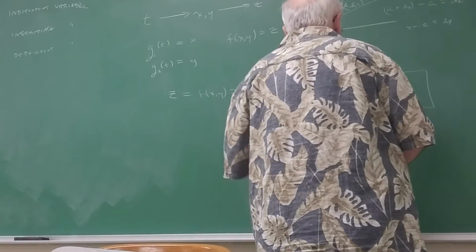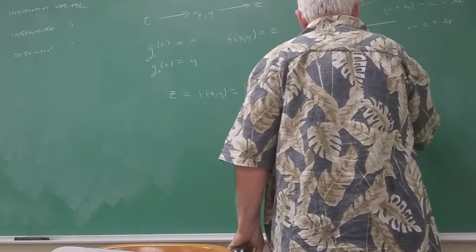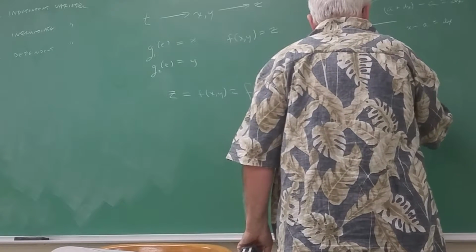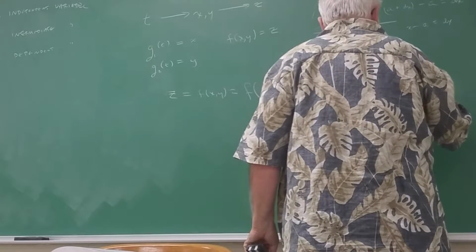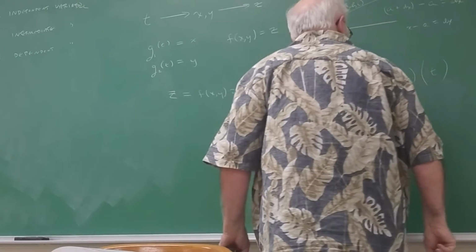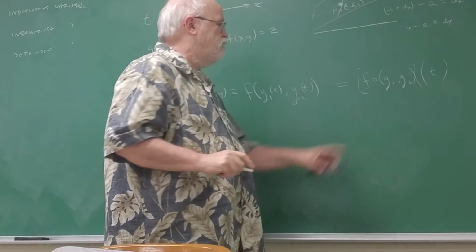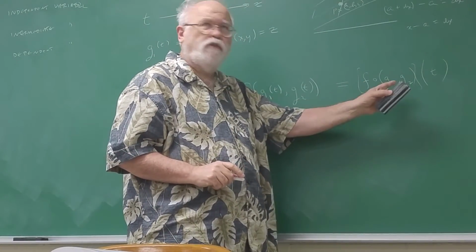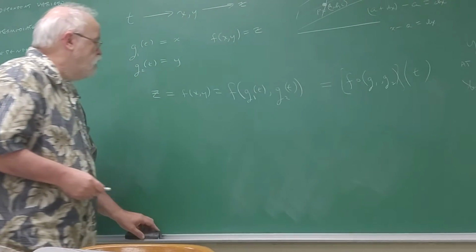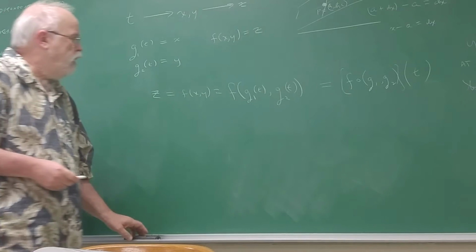Do we want to write it as a composition? We could. f composed with the pair of functions g1, g2 of t. All right? But don't think about it that way. That's all. All right. So, how am I going to get the chain rule? Here goes.